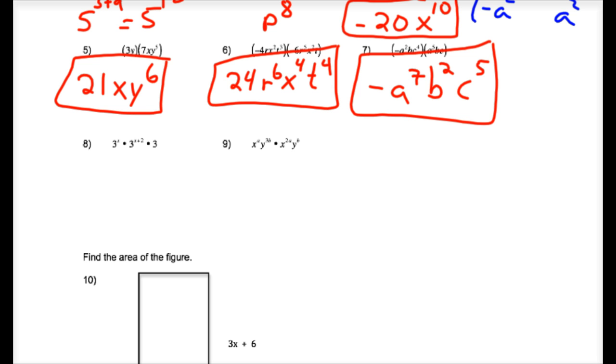So, what would you go? 27. Oh, no. Okay, the base stays the same with exponents. Keep the base the same. Never multiply them together. Do not multiply those bases.